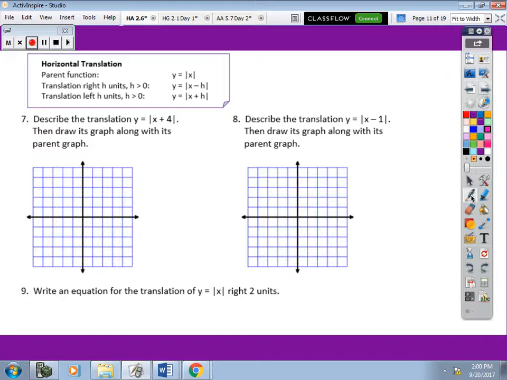So, see if you guys can go ahead and do 7, 8, and 9. Again, just ignore the parent function. You can just graph the regular line. So see if you can describe the translation and graph it.